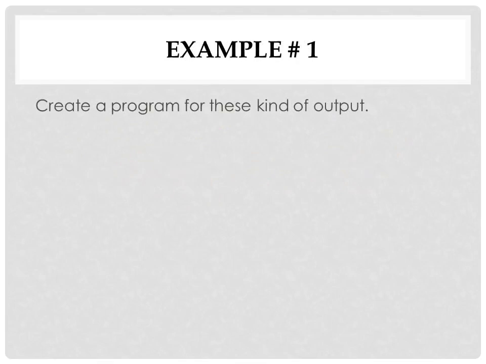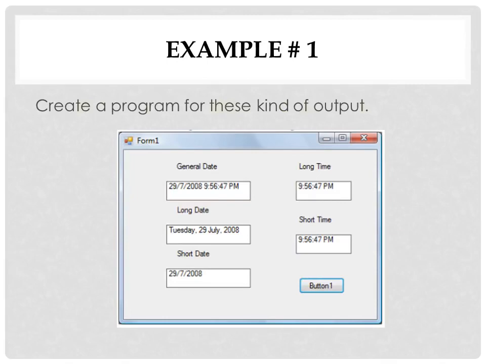Now, let's have an example number one. Create a program for this kind of output. So I want you to observe. Here, we don't use text box. We will use labels. Why labels? So that the user cannot change or modify the given output. So I have here the general date that contains the date and time, the long date with the day and the date itself, short date, the long time, and short time.